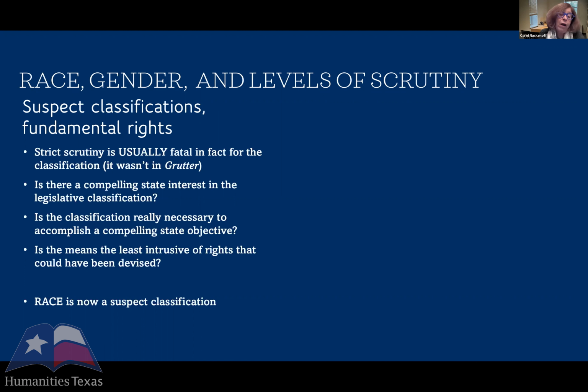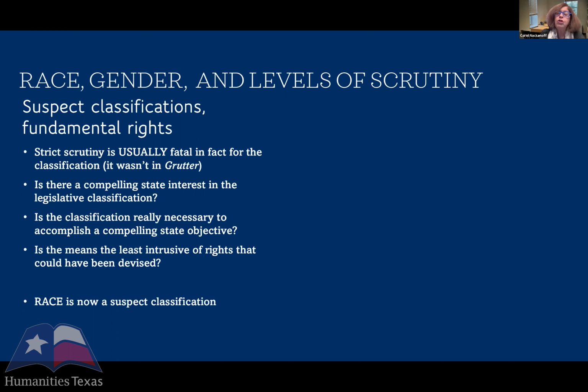What strict scrutiny requires us to ask is, is there a compelling state interest in the legislative classification? Is this classification really necessary to accomplish a compelling state objective? And is the means chosen the least intrusive of rights that could have been devised? So sometimes the court may second guess legislators on what they might have done. Race is now a suspect classification. Bakke, Shaw versus Reno, Richmond versus Croson. And that is true whether or not the classification is called benign or remedial, or whether it is invidious or insidious.